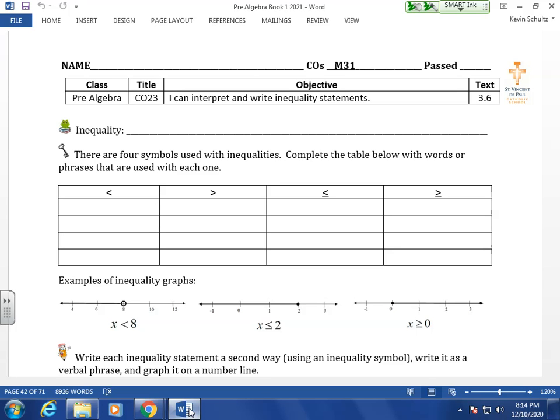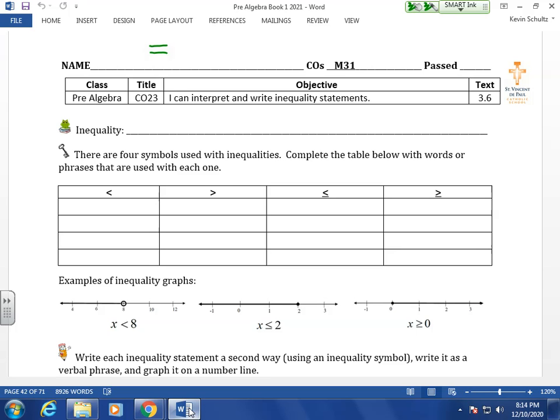So anyway, our final objective of the unit is not going to be on equations, but on inequalities. Whereas an equation compares two values that are the same, right? The equal sign means the same as, okay? An inequality gives us more of a range of solutions that we could have, or a range of numbers.